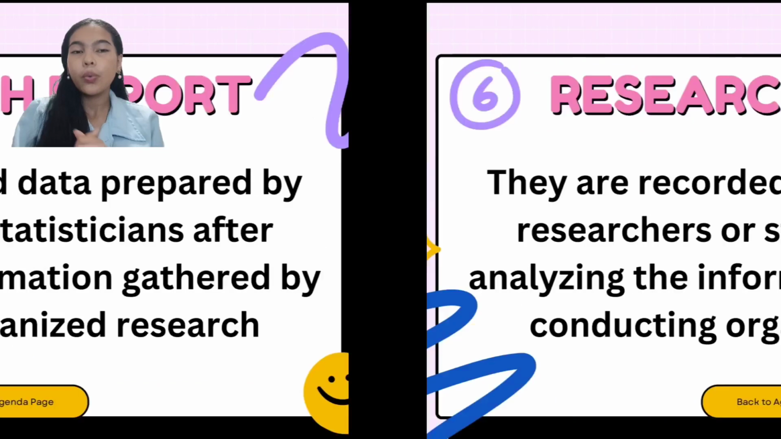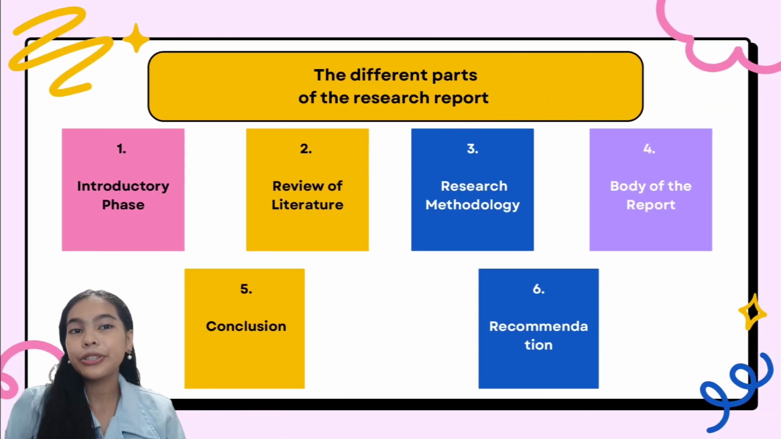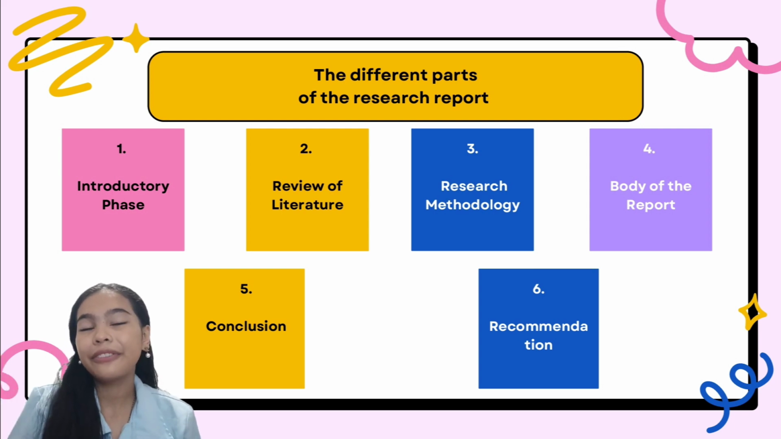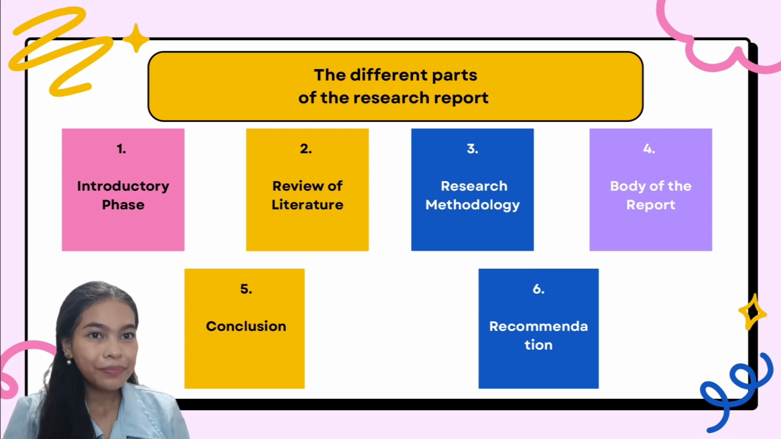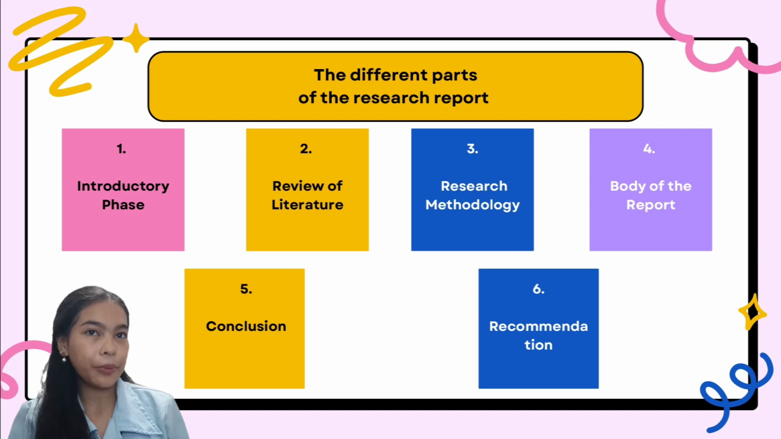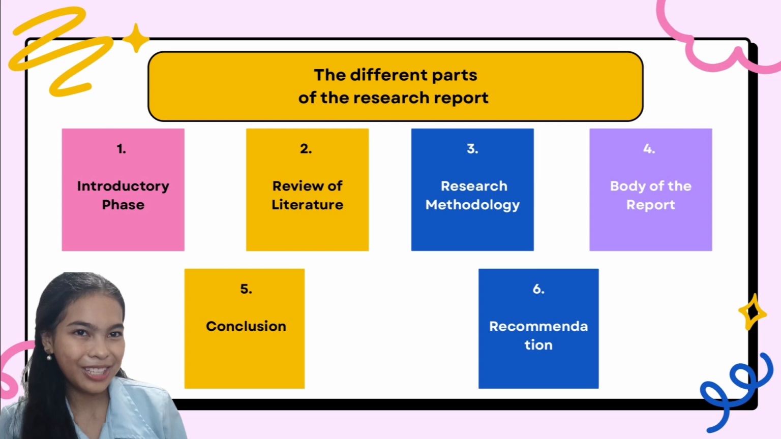Now, under the scientific report, we have the research report, which is the recorded data prepared by the researcher or the statistician after analyzing the information gathered by conducting organized research. And the research report has 6 different parts. First, we have the introductory phase. Second, the review of related literature. Third, the research methodology. Fourth, the body of the report. Fifth, the conclusion. And lastly, the recommendation.